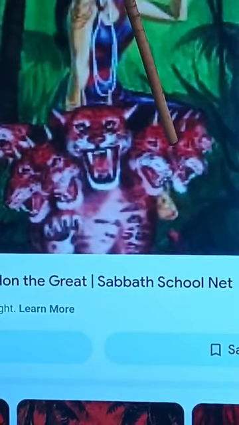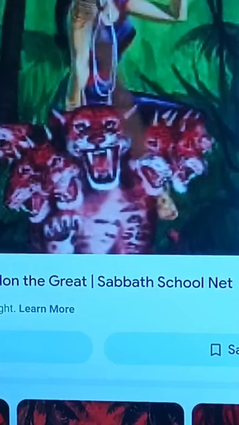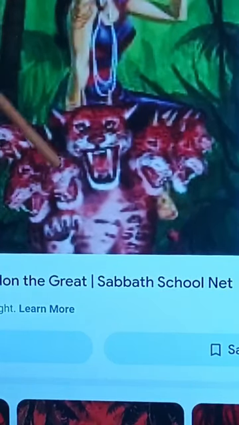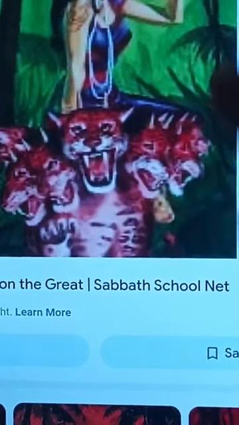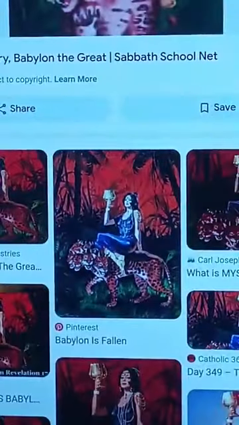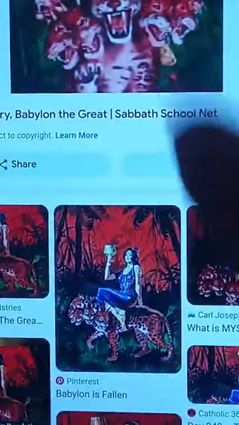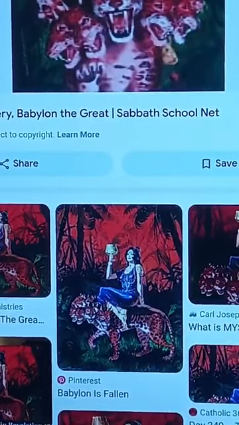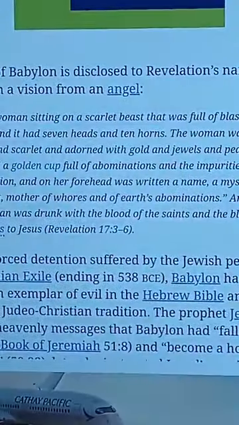One head, 2 heads, 3 heads, 4 heads, 5 heads, 6 heads, the 7th head, and it has 10 horns. What does the government's website and the Book of Revelation say about this picture? The government's website, called the Britannica Encyclopedia.